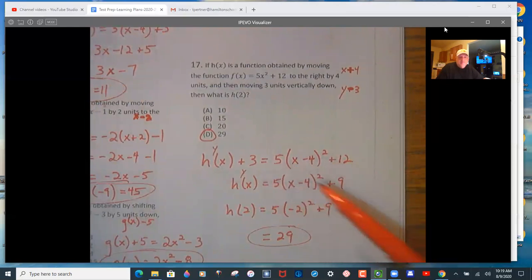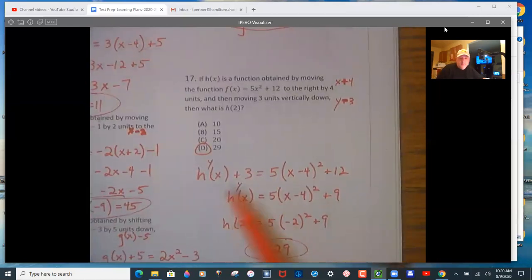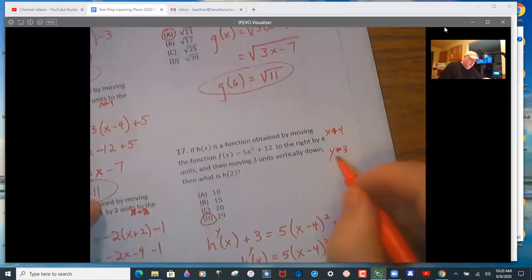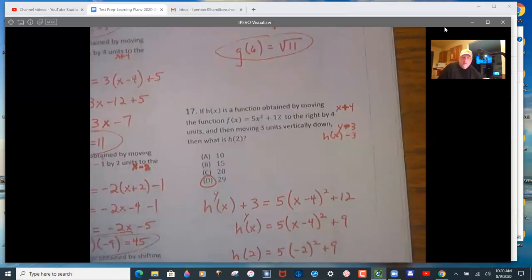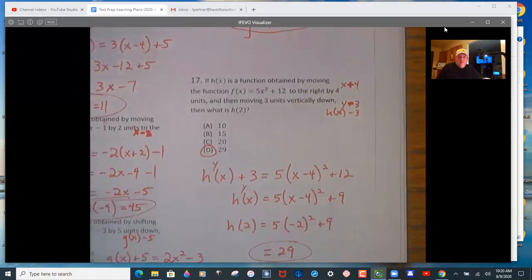So subtract 3 on the end. This is a quadratic, and then we want to know when x is 2 in this, what do we get? So it's the opposite expression, or inverse expression, that you replace on both sides with. This y minus 3 is really h of x minus 3, if you want. And then you replace with the x minus 4 and the h of x minus 3.